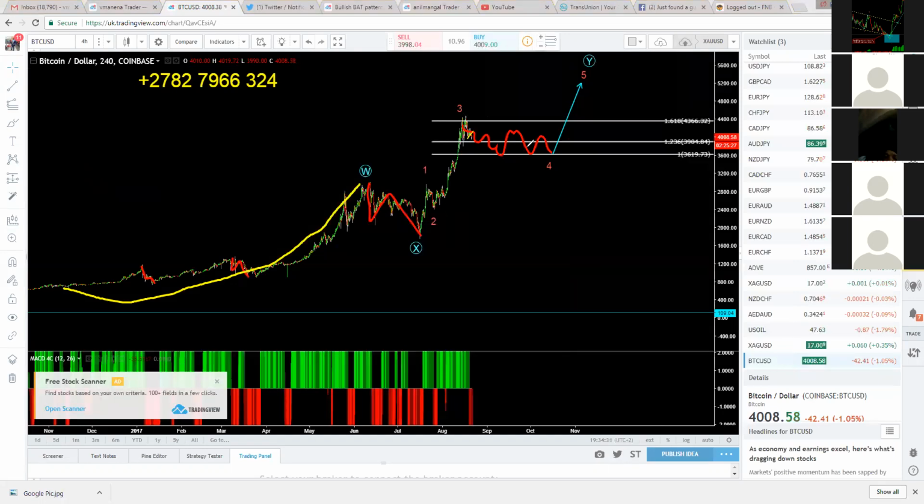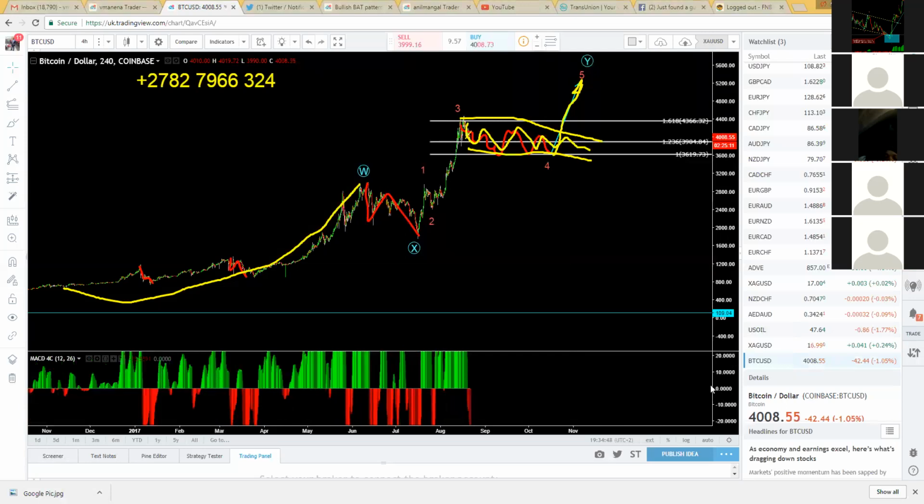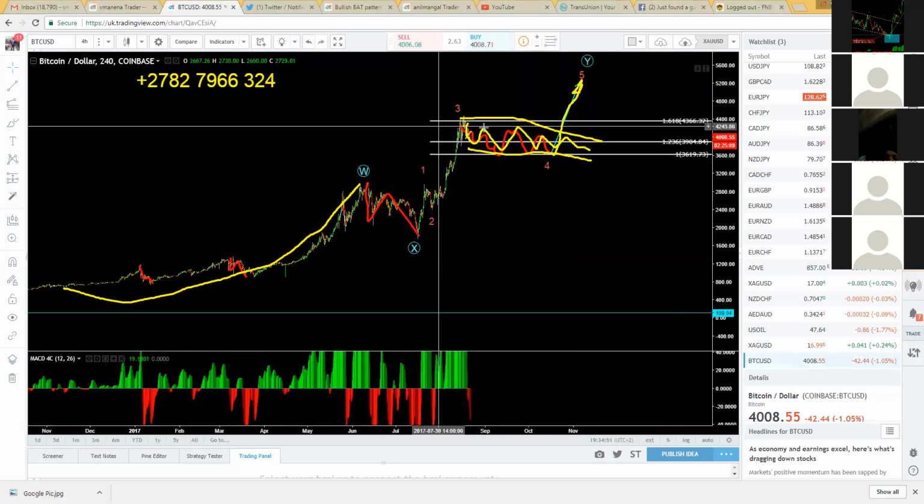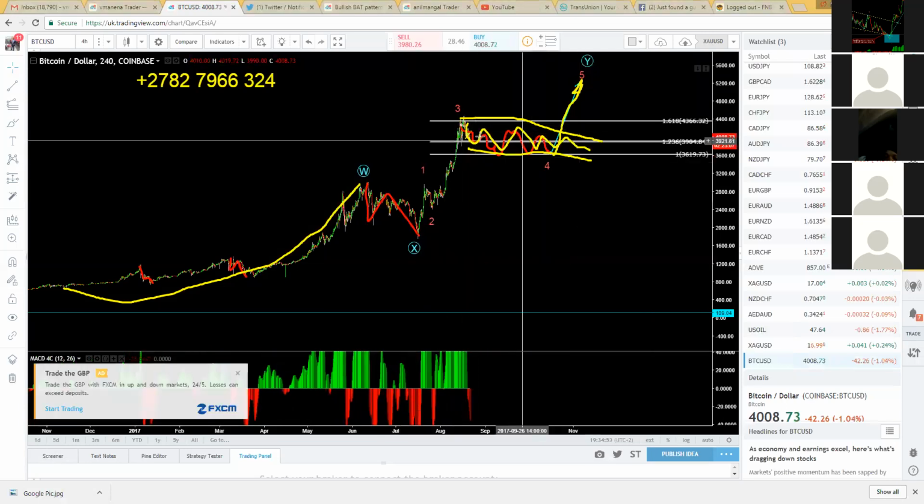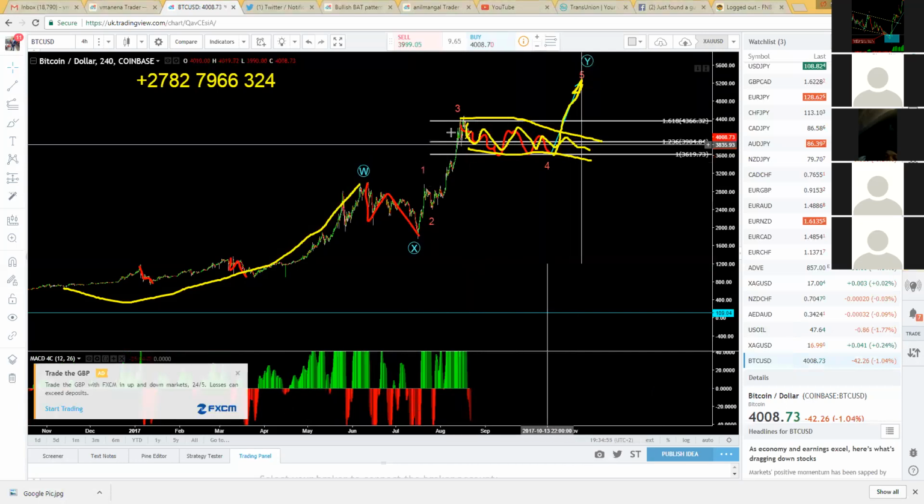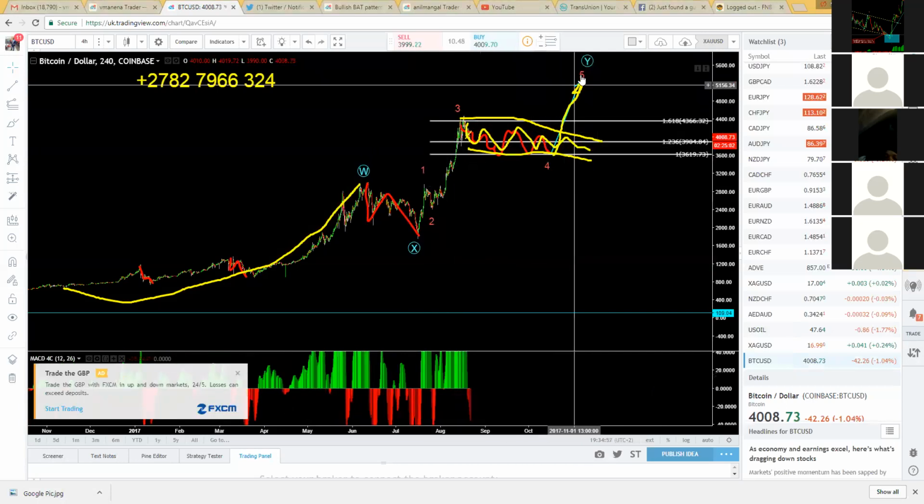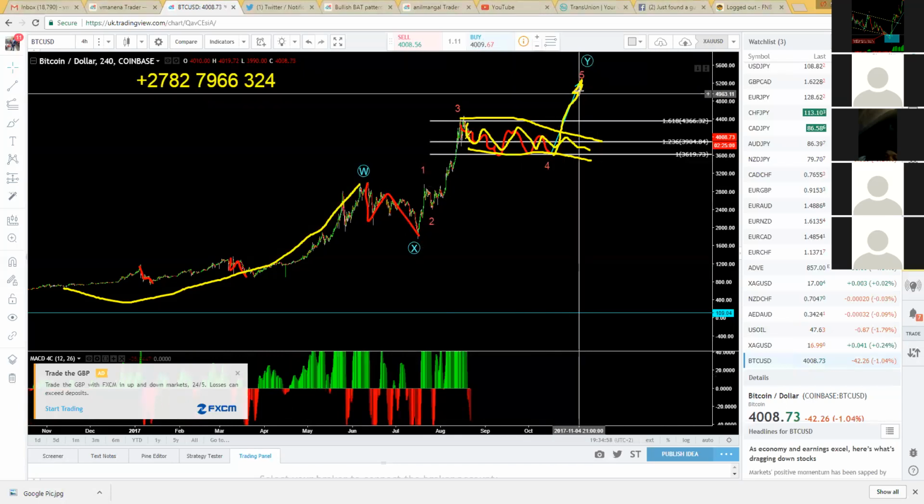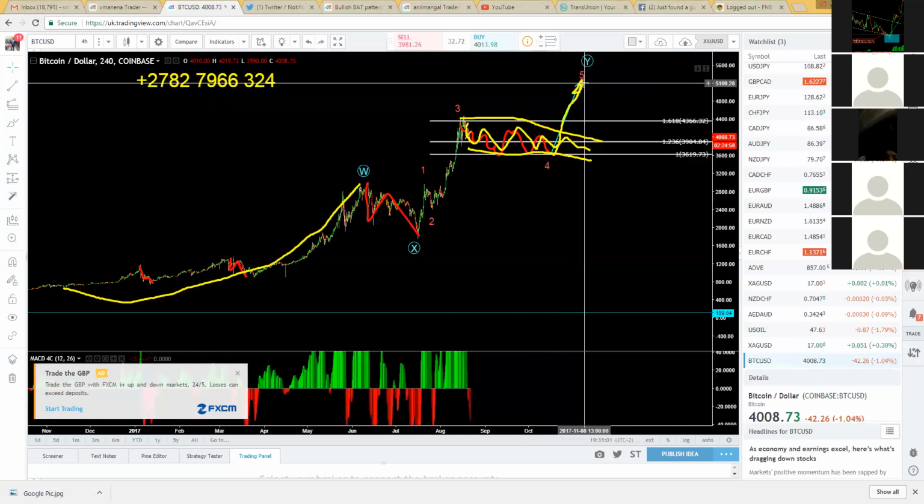So after 3, I expect the 4 to be somewhere. So I'm expecting a sideways correction here. And then after the breakout of this correction, Bitcoin will continue the move. So at the moment, Bitcoin is still very strong. Upside movement still prevails. So if you want to trade Bitcoin, just look for the correction that's going to happen in between wave 3 and 4. When that completes, then we're going to complete that move to the upside.